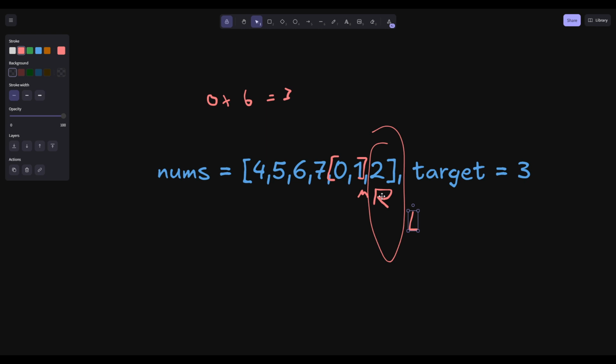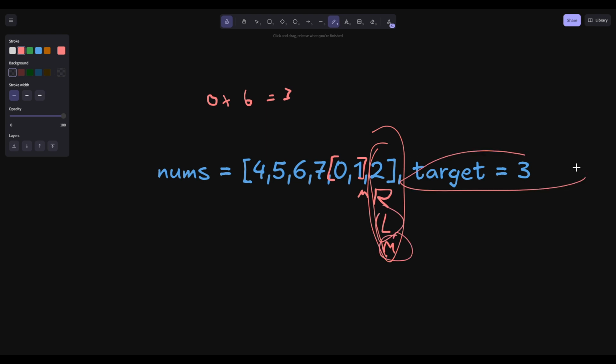And because, well, actually at this point, the midpoint, I'll show you what we do. So the midpoint would be here, and we would check, is mid greater than or equal to the nums of L? It is, right? Because they're at the same spot. But we would check, okay, is target between this and this? Well, no, because target is 3, and it's not between 2 and 2.